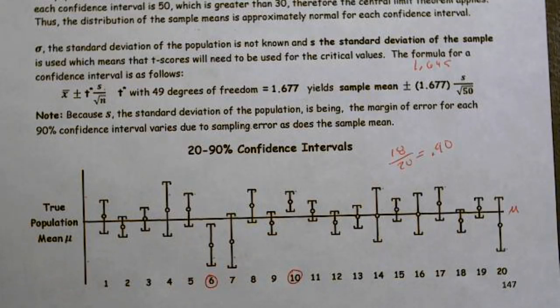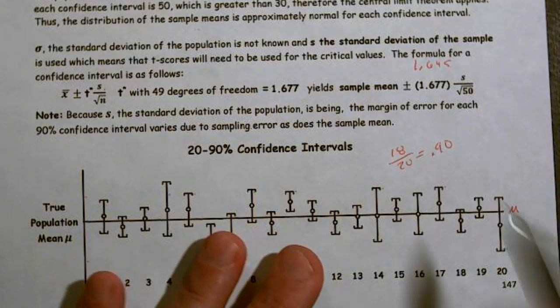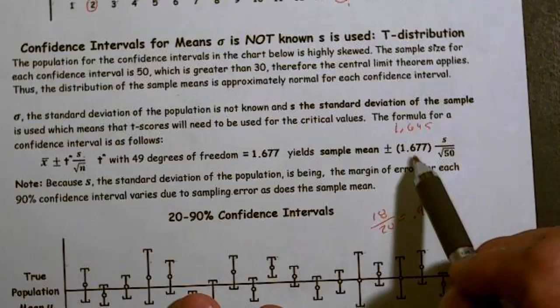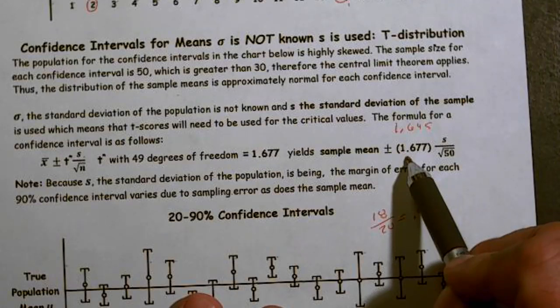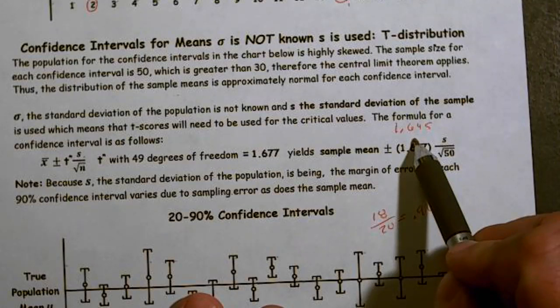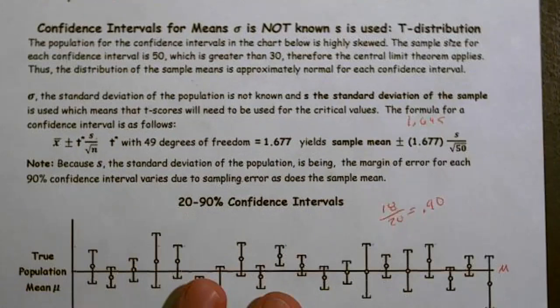All right, so hopefully that helps with the understanding of the difference between the normal and the t-distribution. Once again, this is 1.676 versus 1.645 for the normal. All right, thank you.